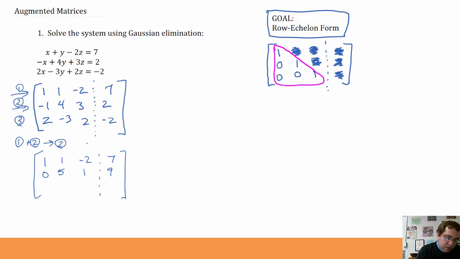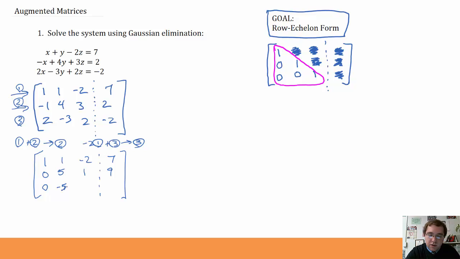So we're doing negative 2 times the first row plus the third row to replace the third row. So negative 2 times 1 is negative 2, plus the 2 makes 0. Negative 2 times 1 is negative 2, plus the negative 3 makes negative 5.